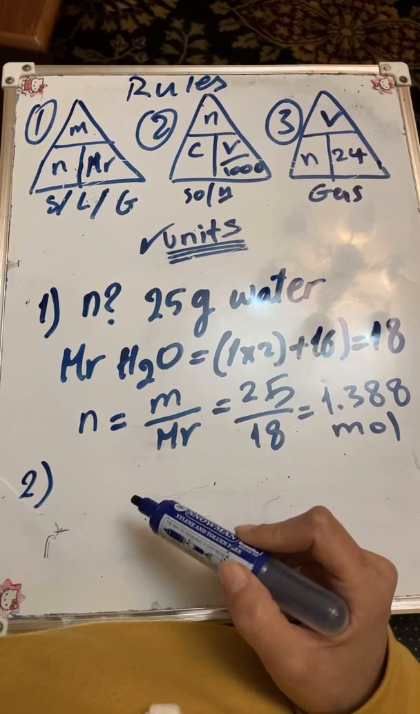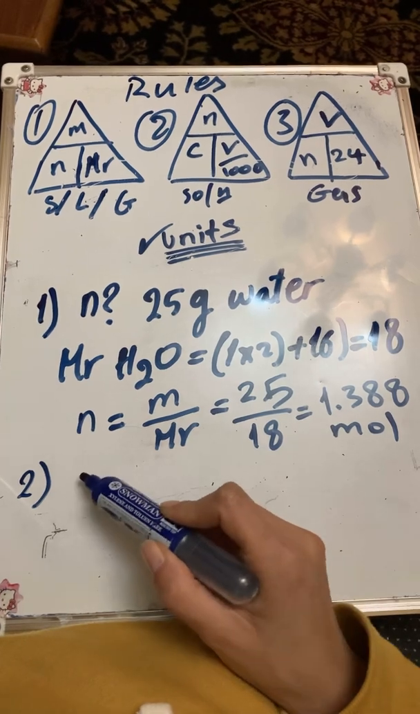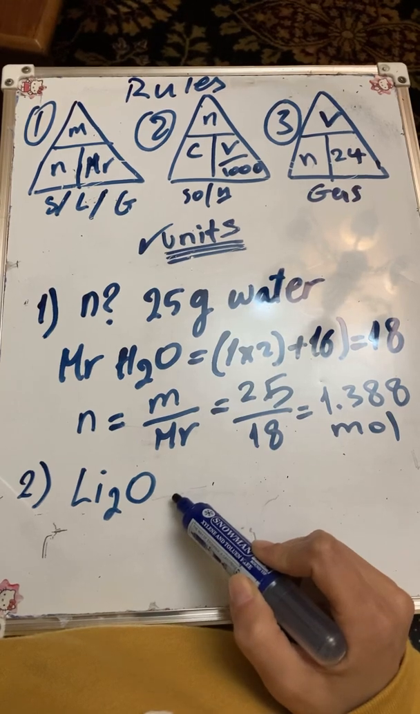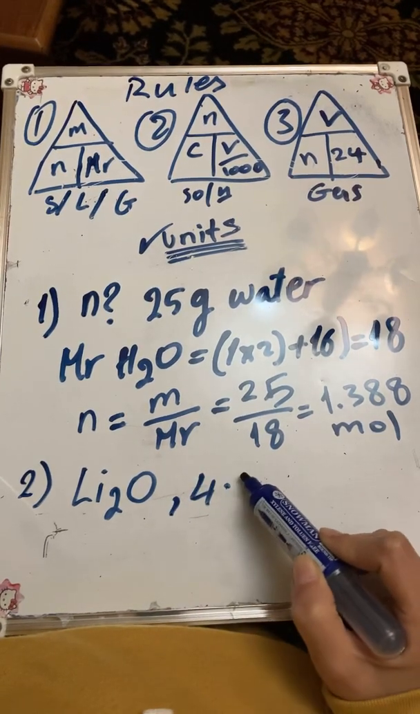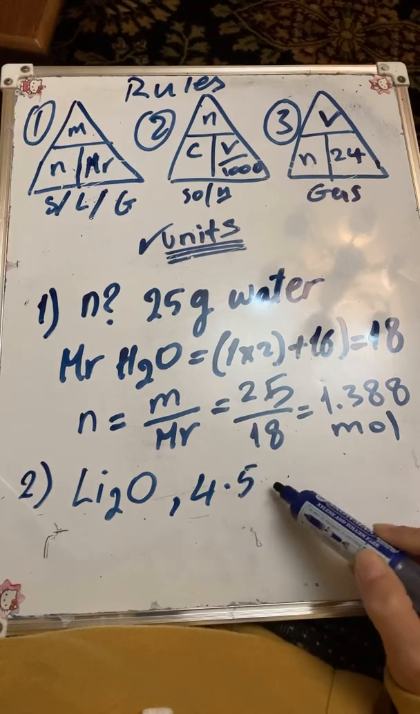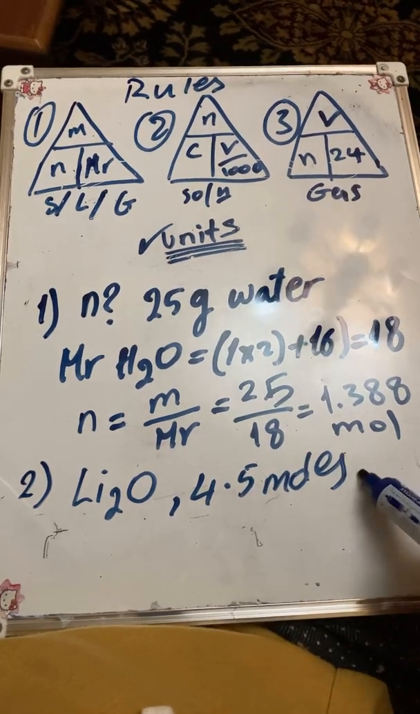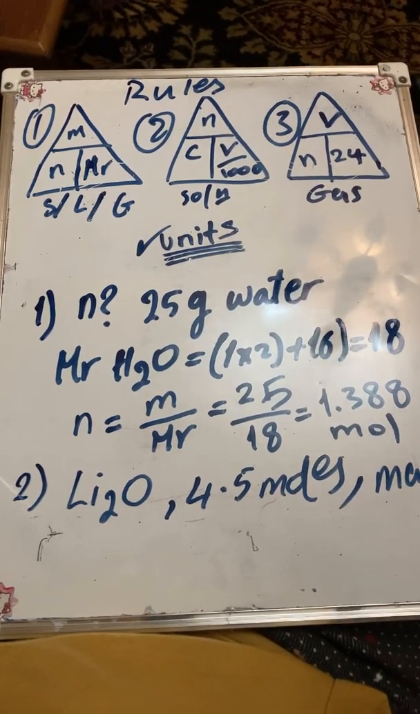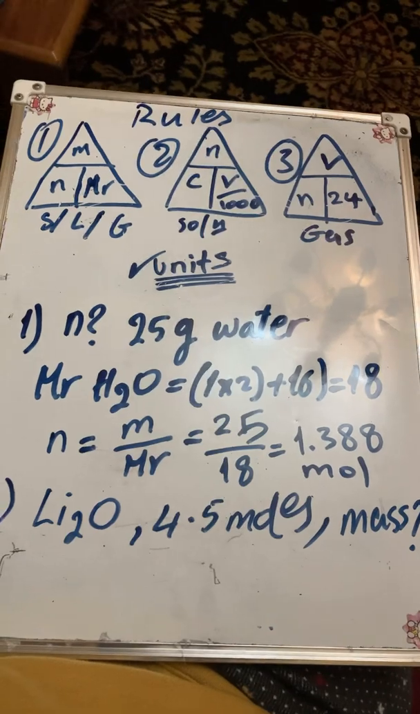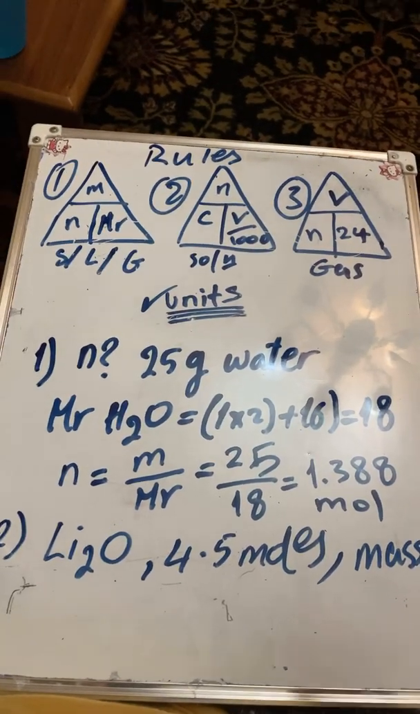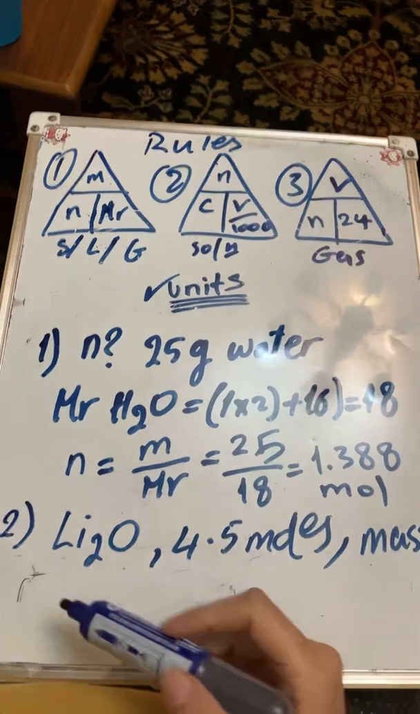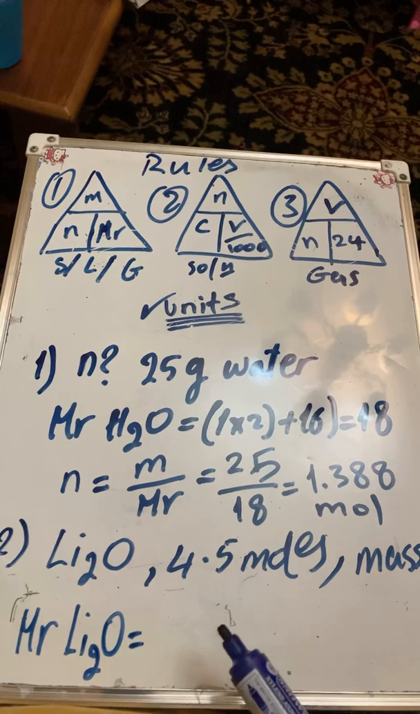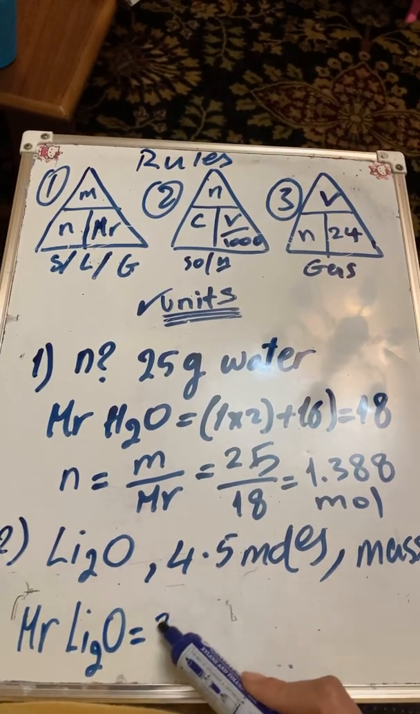How many grams in 4.5 moles of lithium oxide? So the given is the formula of lithium oxide and the fact that it has 4.5 moles. And what is the unknown here? The mass. What is the mass of this number of moles? Of course, I also go to rule number 1, which requires calculating the MR of lithium oxide. It's going to be 30.